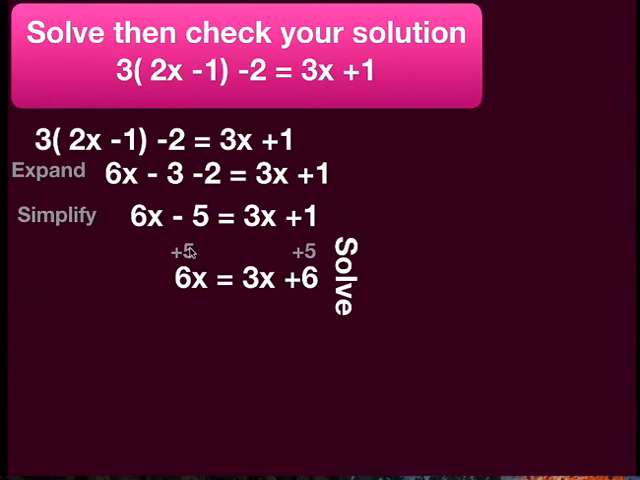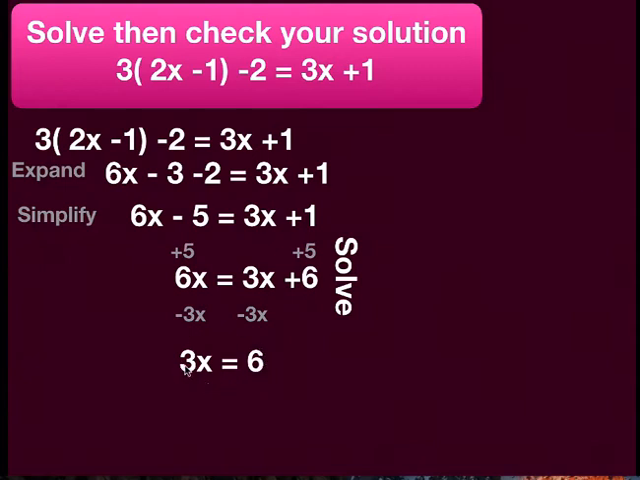Now minus 5 and 5 cancel, and you get 6x. Now try to simplify it further. Subtract 3x by doing the opposite, minus 3x. So 6x minus 3x equals 3x, and 3x minus 3x equals 0, and you are left with 6, as you can see. Now this is a one-step equation.